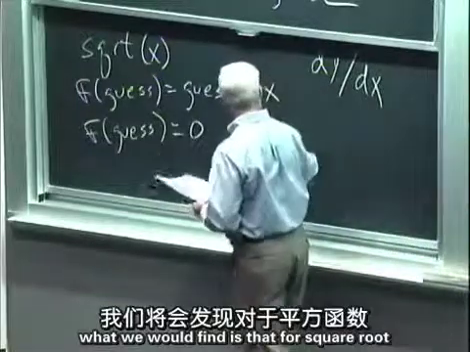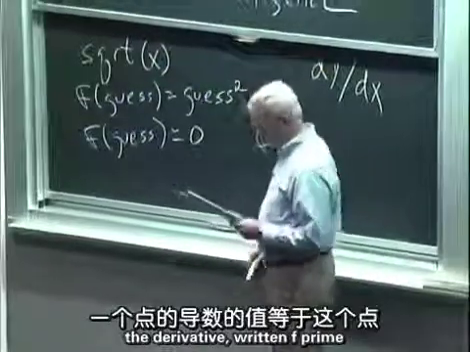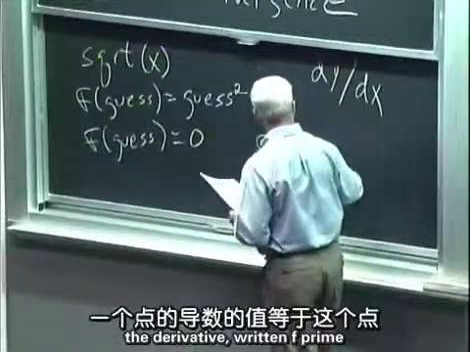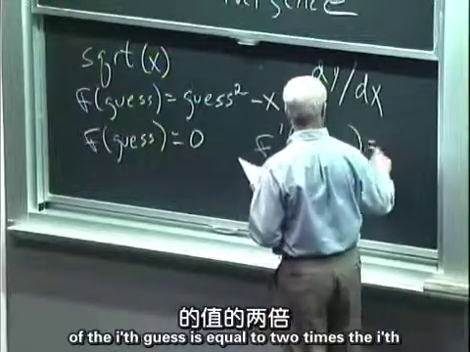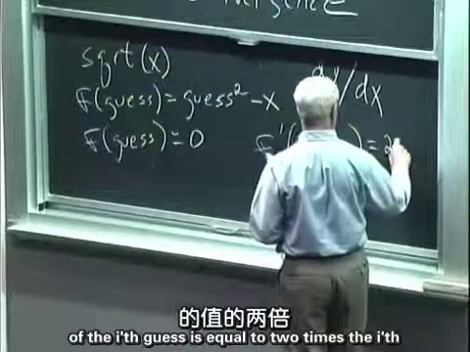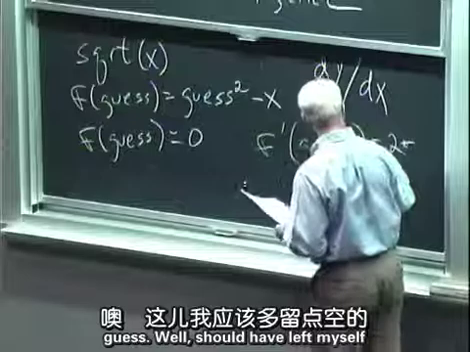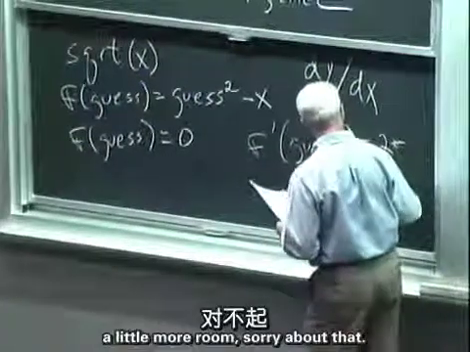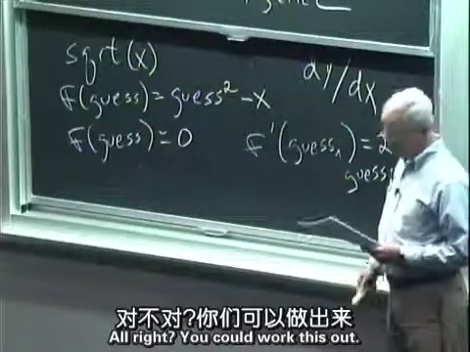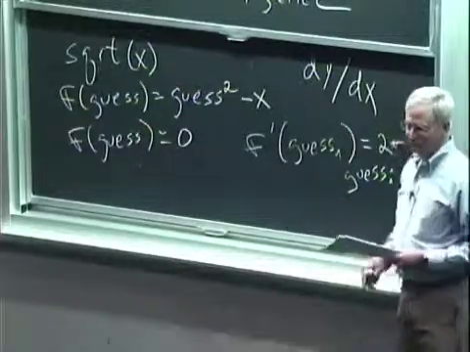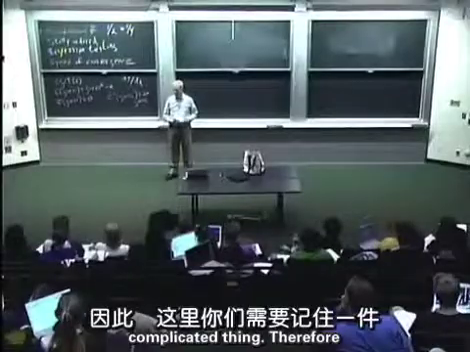And what we would find is that for square root, the derivative, written f prime, of the ith guess is equal to 2 times the ith guess. Well, should have left myself a little more room. Sorry about that. All right? You could work this out, right? The derivative of the square root is not a complicated thing.